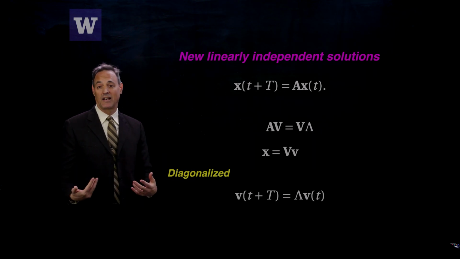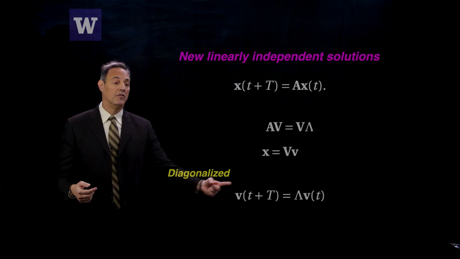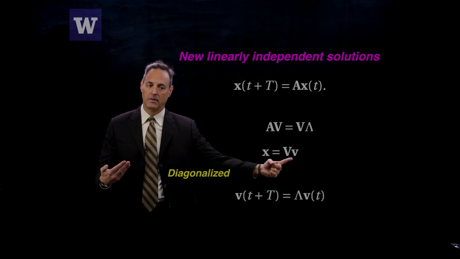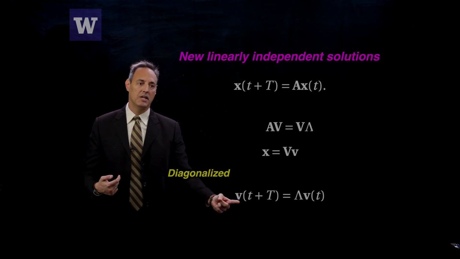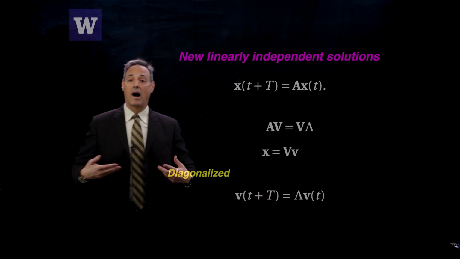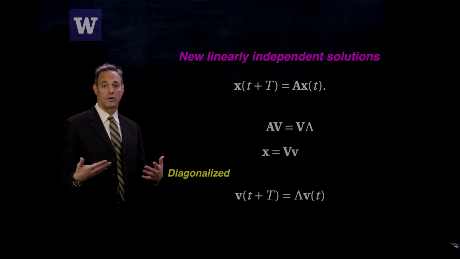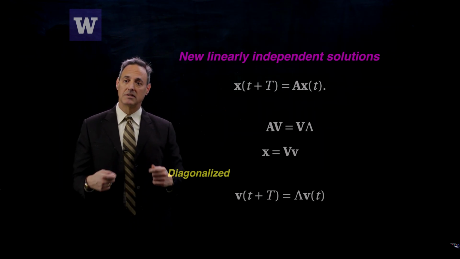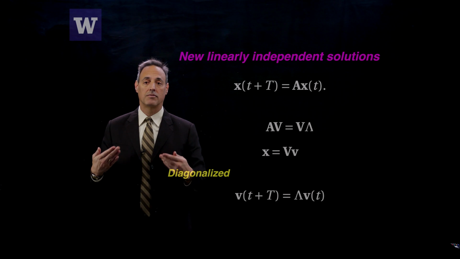It's in diagonalized form. In other words, this little vector v, which is my new coordinate system, satisfies v(t + T) equal to this diagonal matrix times v. I've just diagonalized this coordinate system. And what it's telling you is that each one of the components is independent of the other components in this frame.